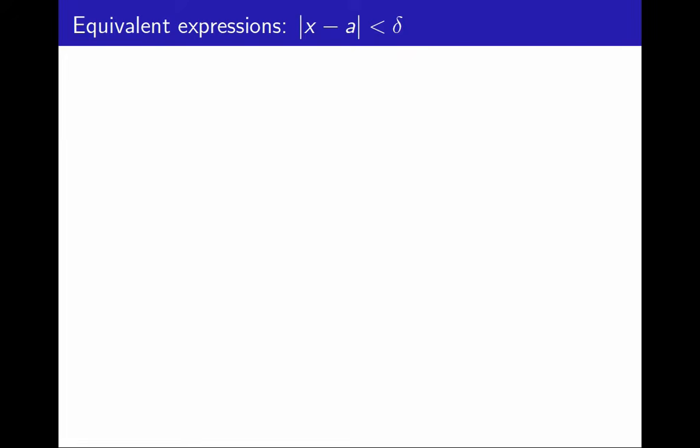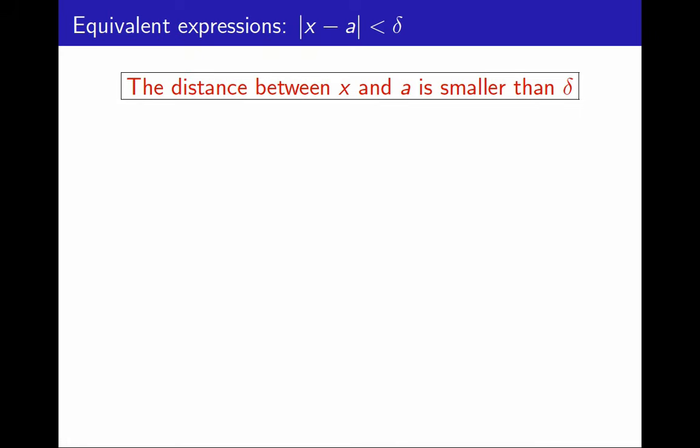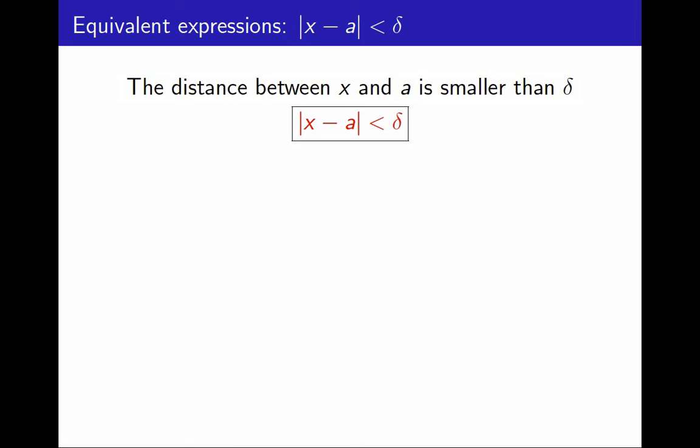First, let's interpret it. According to what I said the absolute value means geometrically, this inequality means that the distance between x and a is smaller than delta. So whenever you want to think that the distance between x and a is smaller than delta, you can equivalently write it as the absolute value of x minus a is smaller than delta.